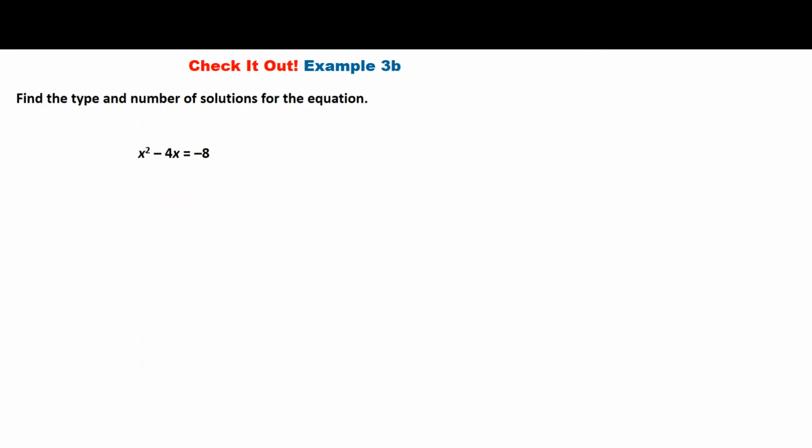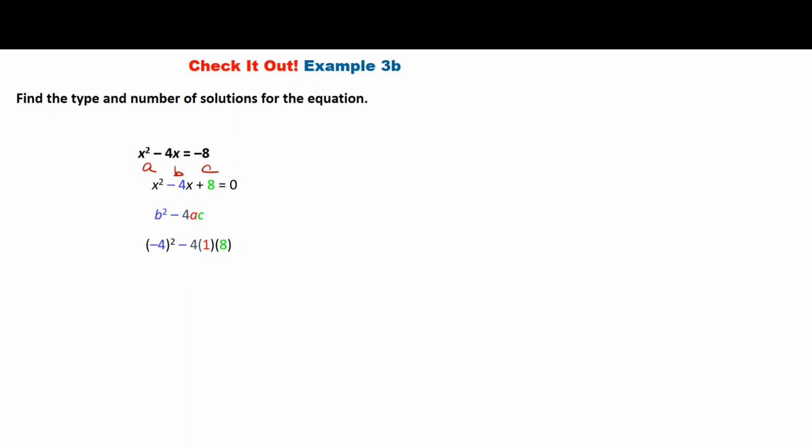All right, here's another one for you to try on your own. Again, rewrite it into the standard form. X squared minus 4x plus 8. So this is our A, this is our B, and this is our C. Our discriminant equation is b squared minus 4ac.